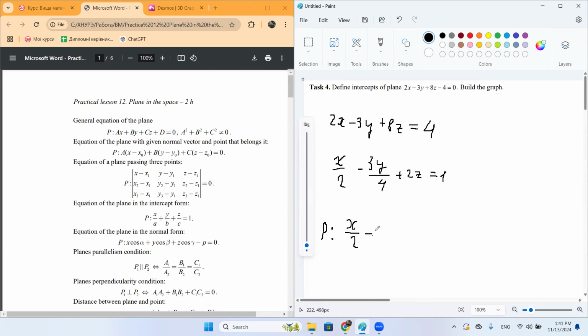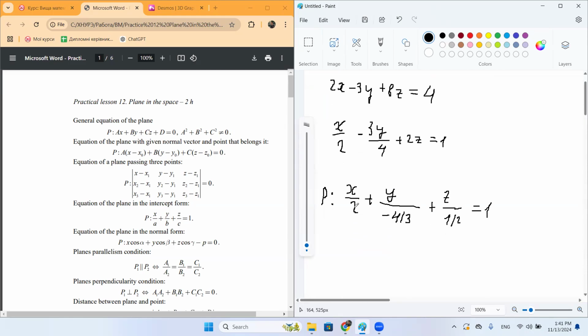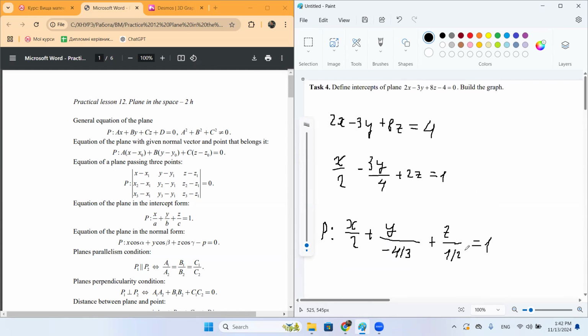So x divided by 2, plus y divided by minus 4 thirds, plus z divided by 1 second, and it equals 1. So we can see the intercepts of this plane. So x-intercept is 2, y-intercept is minus 4 by 3, and z-intercept is 1 second. And now let's build the graph.